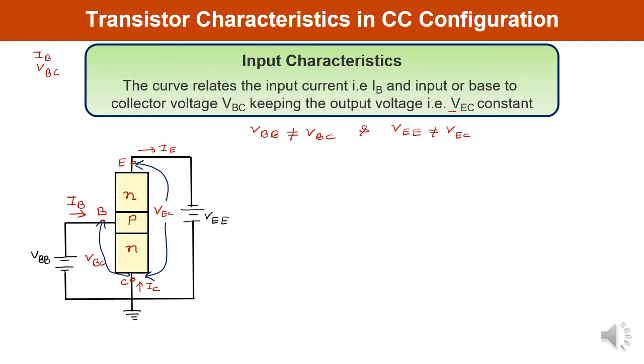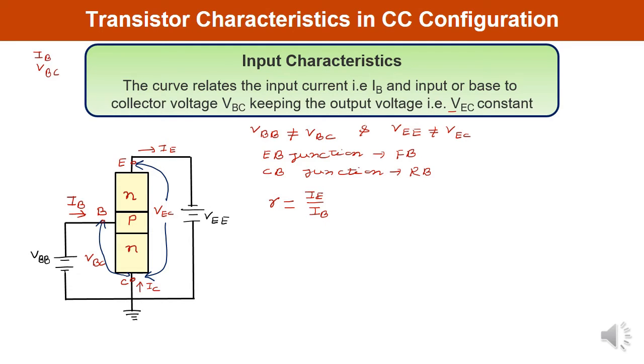So in this manner you can draw the common collector configuration, and you must remember that the emitter base junction must be forward biased, and the collector base junction must be reverse biased. Then only the transistor will work in the active region. In the common collector configuration, the current gain, denoted by gamma, is the ratio of IE, the output current, upon IB, the input current.